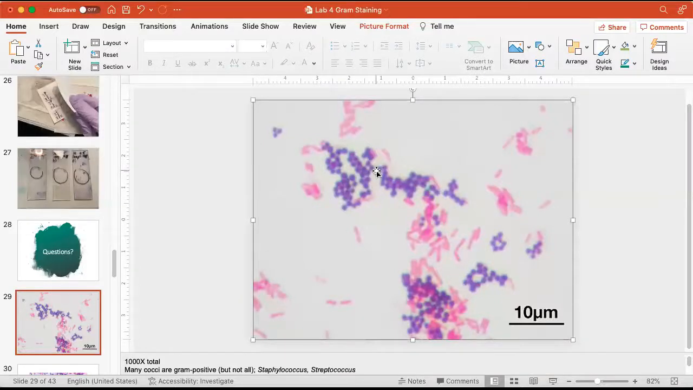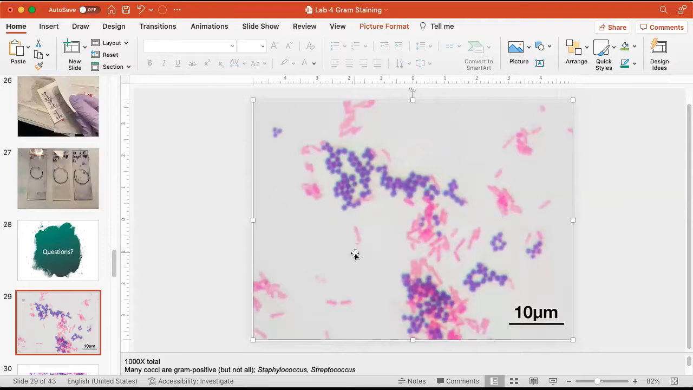What we have on that particular slide are purple cocci. Remember, a coccus is one of those cells, and cocci are many of them. So purple cocci and pink rods. If we were writing up a report on this, these would be gram positive cocci and gram negative rods.